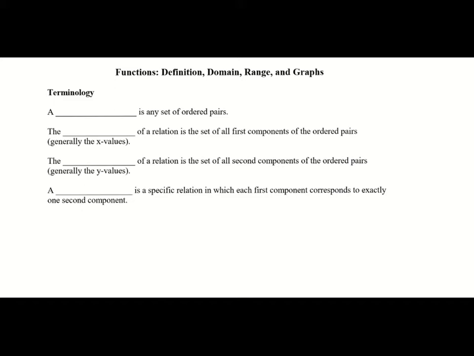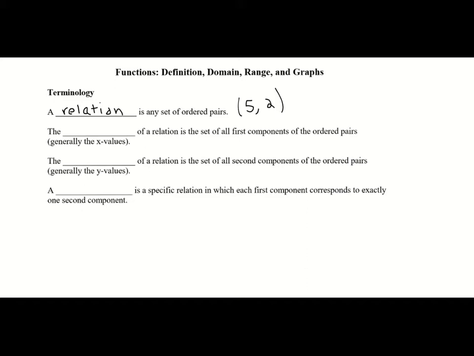The first term we're going to look at is a relation. A relation is any set of ordered pairs. And remember, an ordered pair looks like this: it has two numbers separated by a comma, so that would be an example of an ordered pair.